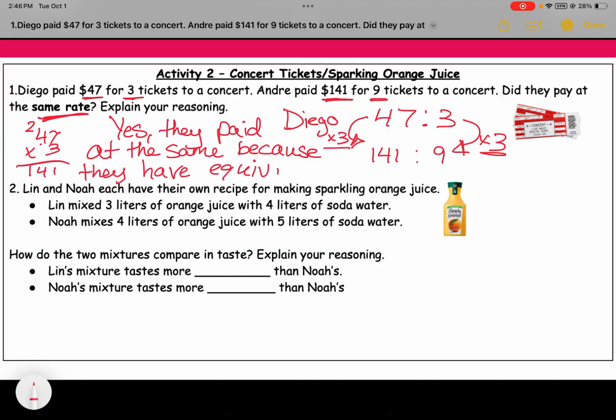You could also see how much both of them paid for 1 ticket and then compare to see if they both paid the same amount for 1 ticket, but it just takes a little bit more time. But all the ways work as long as you prove that it's the same rate.